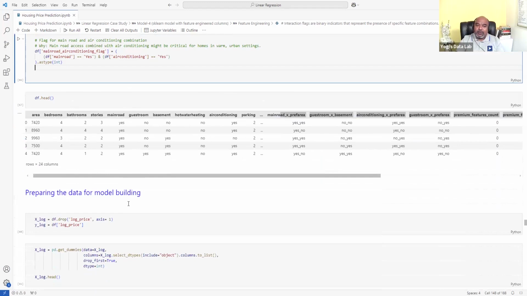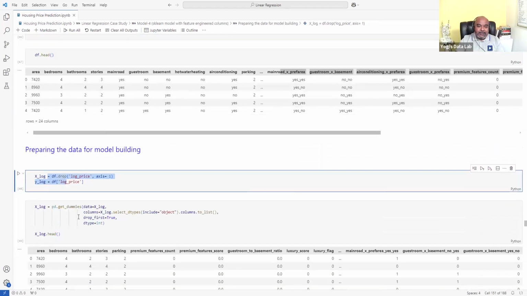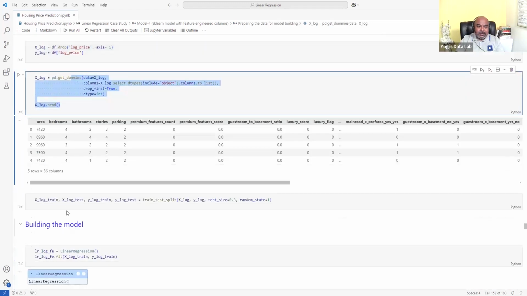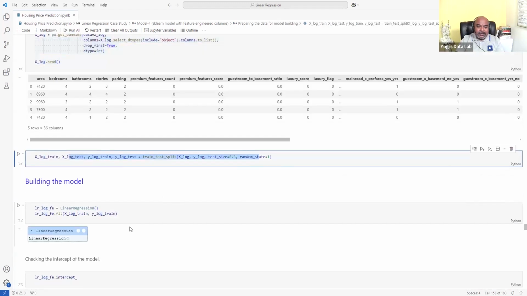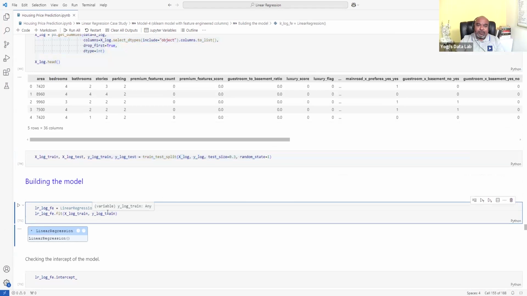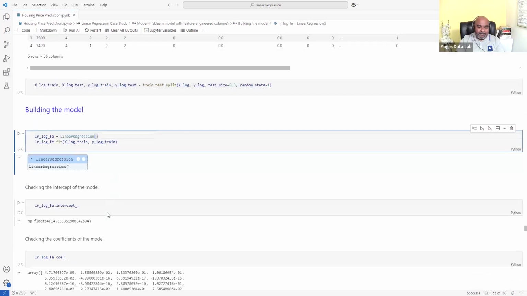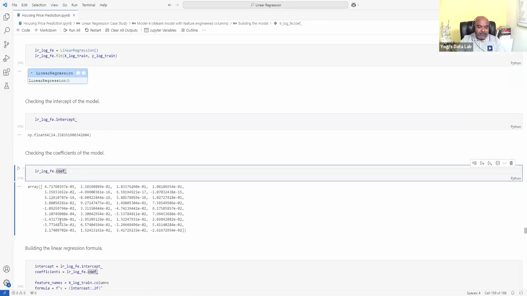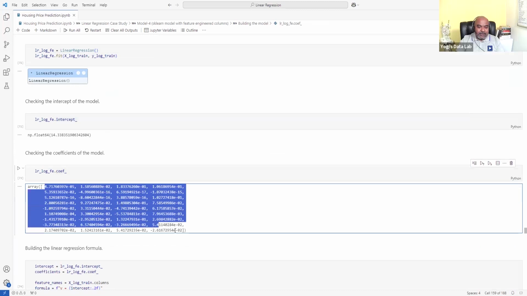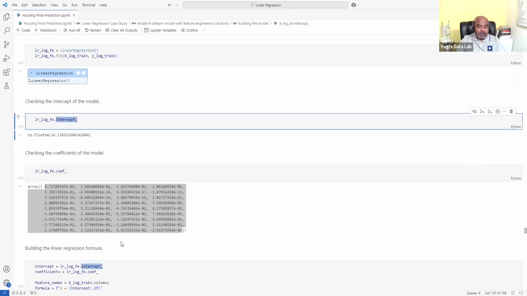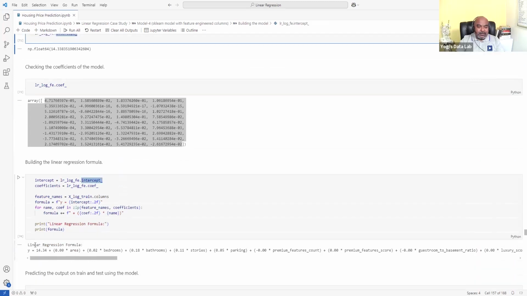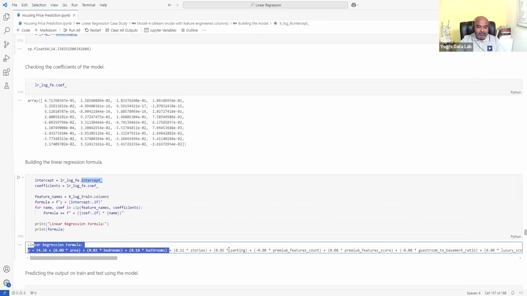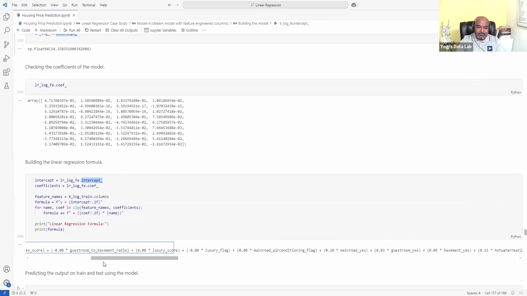Now I'll start building the model again. So again, independent and dependent data set, create my dummies, split the data into train and test, and this time I'll go with the linear regression model, the Scikit-learn model. I got my intercept and my coefficients, and these are all the coefficients that I have got. And the equation that I'm getting is this entire big equation over here.